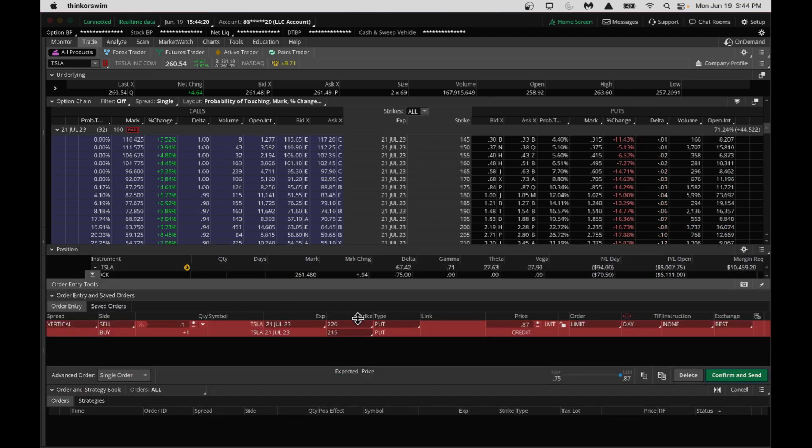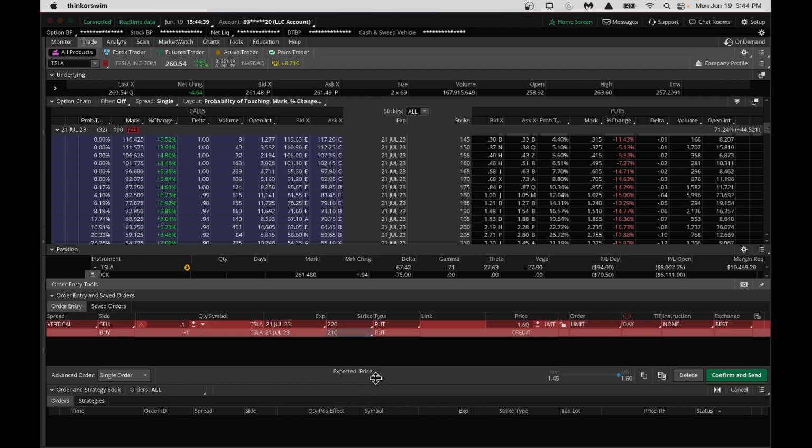Depending on how much capital you have, you could select a $5 wide strike. If you select a $5 wide strike, you're going to make 87 cents. This is good for a smaller account. But if you have a bigger account, I would say go with either $10 or $20 wide.